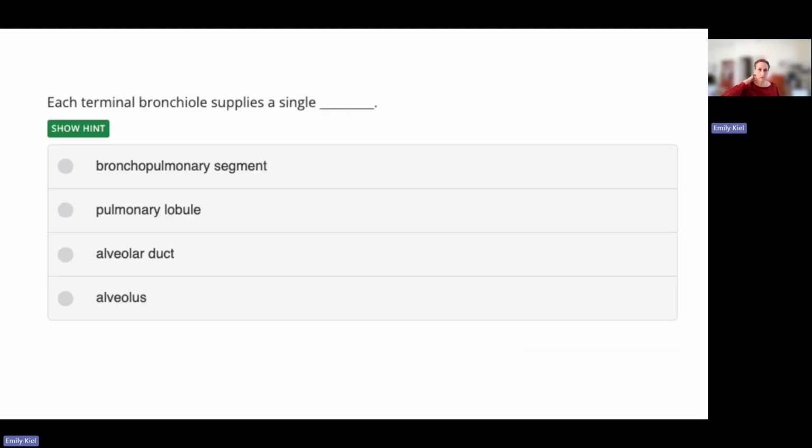So looking here, looking at the image from before, read the question and then go ahead and take a minute if you need to pause to give the answer.